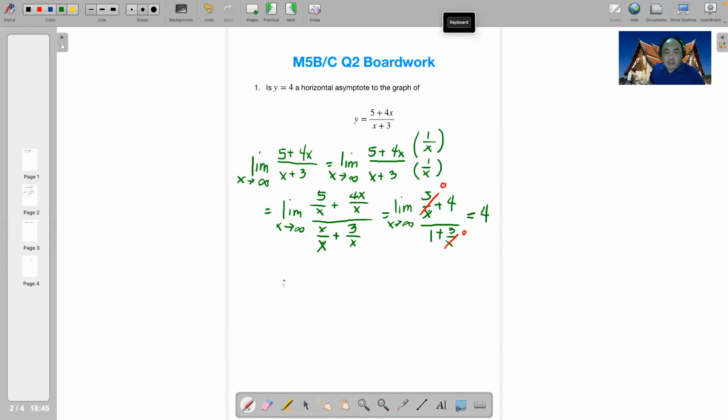We can already declare that y equals 4 is a horizontal asymptote to the graph of y equals 5 plus 4x all over x plus 3. I will leave it to you as an exercise to check the limit of the same function as x approaches negative infinity, whether you can reach the same conclusion. Okay, right. So let's go to problem number 2.